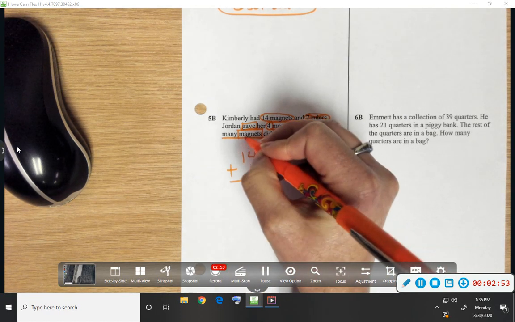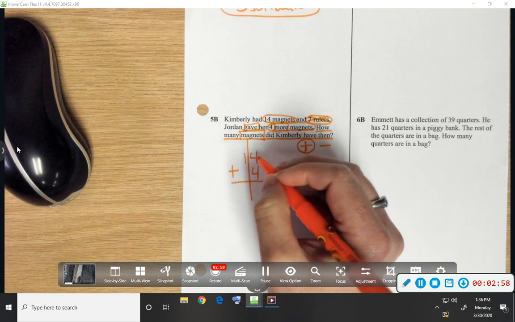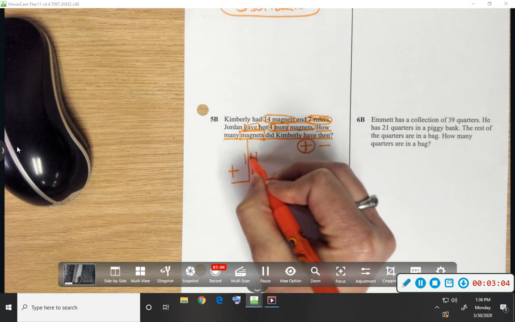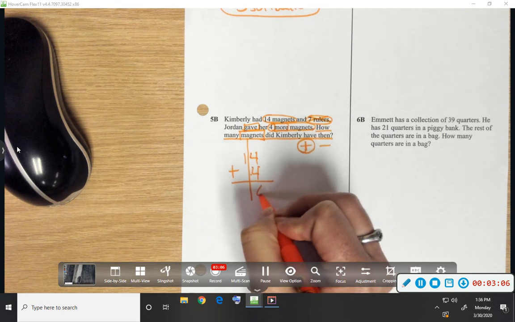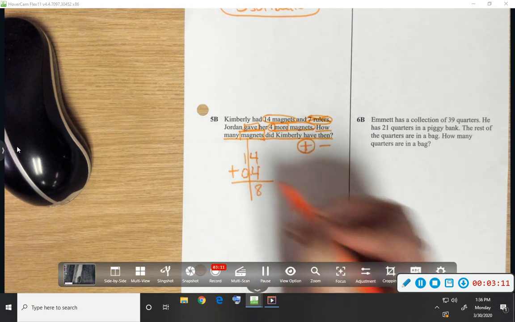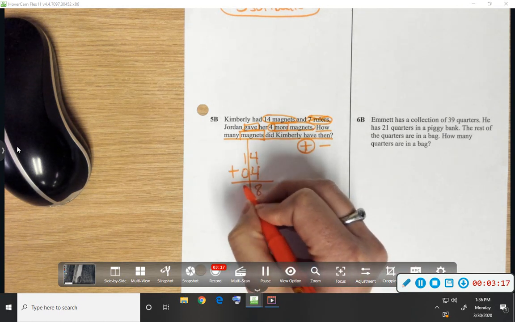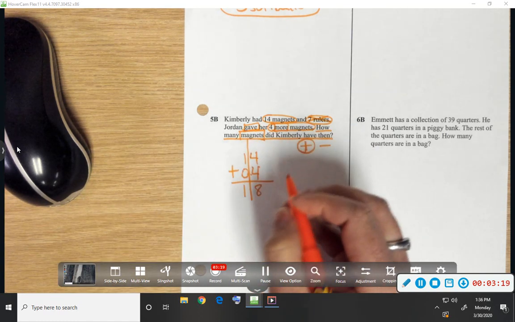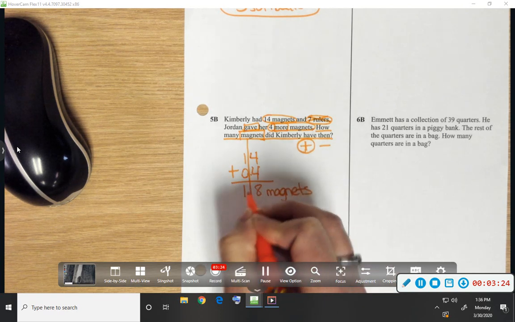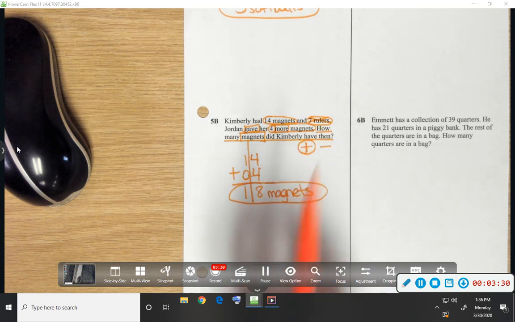Okay? I'm going to go ahead and split that up. I'm always going to start in my ones place and add over there first. So 4 plus 4 is 8, or if I'm doing the touch math, 1, 2, 3, 4, 5, 6, 7, 8. I go to my tens place. I don't have anything here, so I can either write a 0 or pretend there's a 0. 1 plus 0 is just 1. So I now have 18 magnets. Okay? So don't let that extra information trip you up.